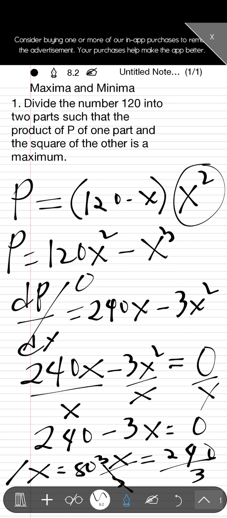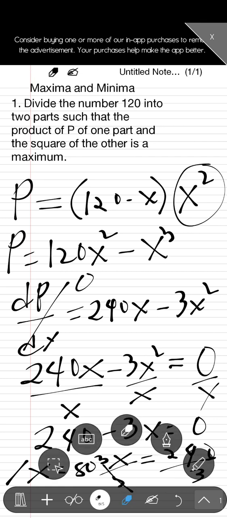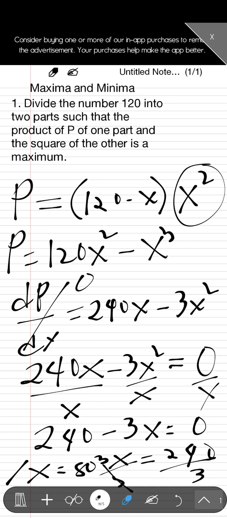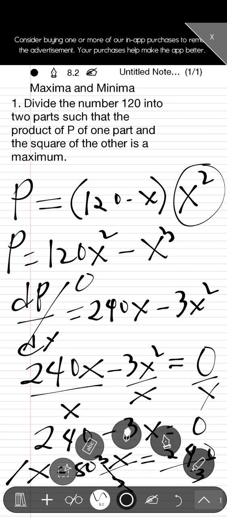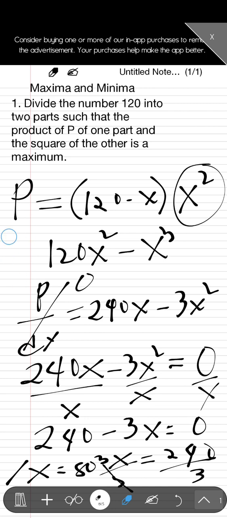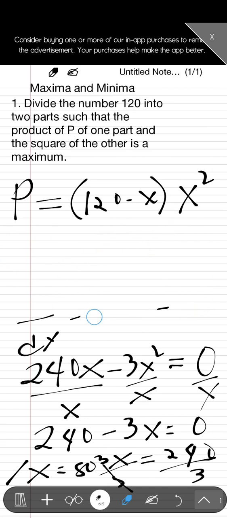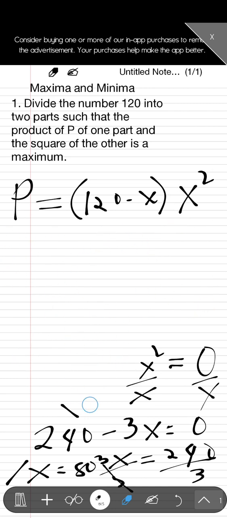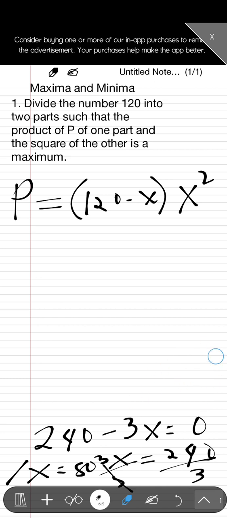So meron na tayong value ng x, no? Yung isang number, yung isang part niya is 80. So pag ang isang part niya ay 80, ano yung isang part? The other part. I-erase na natin ito, no? Kulang yung board natin.